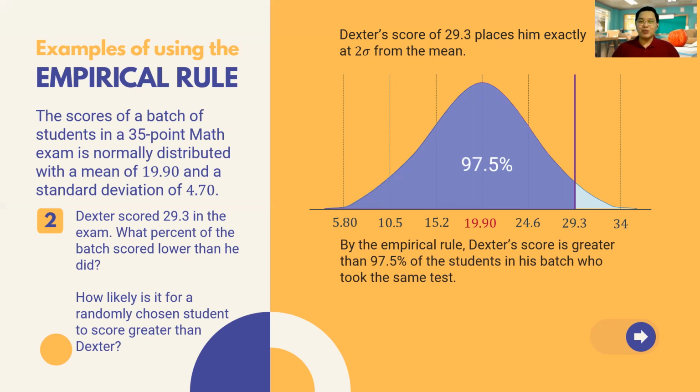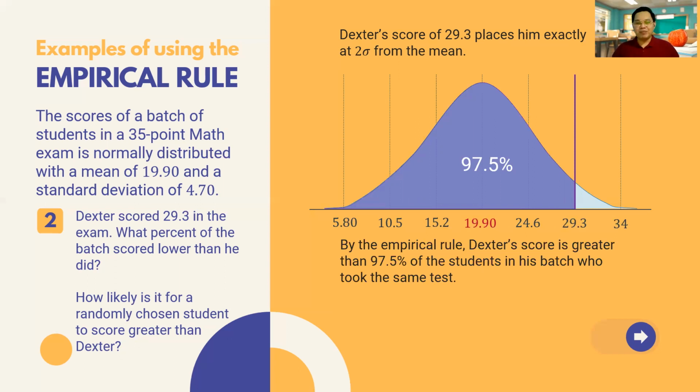So we say, as a response to the question, that by the empirical rule, Dexter's score is greater than 97.5% of the students in his batch who took the same test. So notice that even if 29.3 is not really that high of a score, if we consider the mean and the standard deviation, Dexter's score is actually quite excellent when you compare it with the rest of the students in his batch, because it places him at 97.5%. There are only quite a few of the students in the same batch who scored higher than he did. And that's the next question that we are asked.